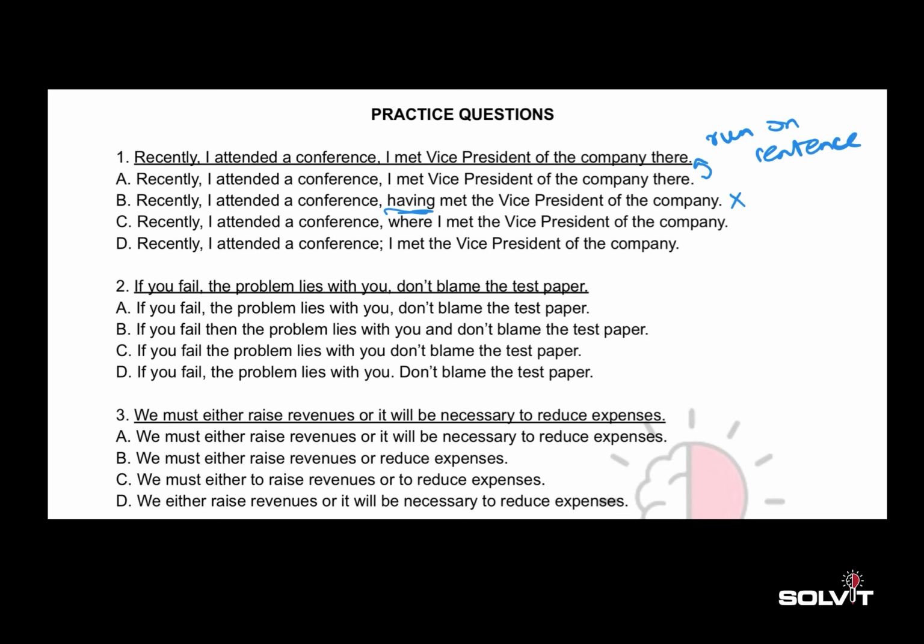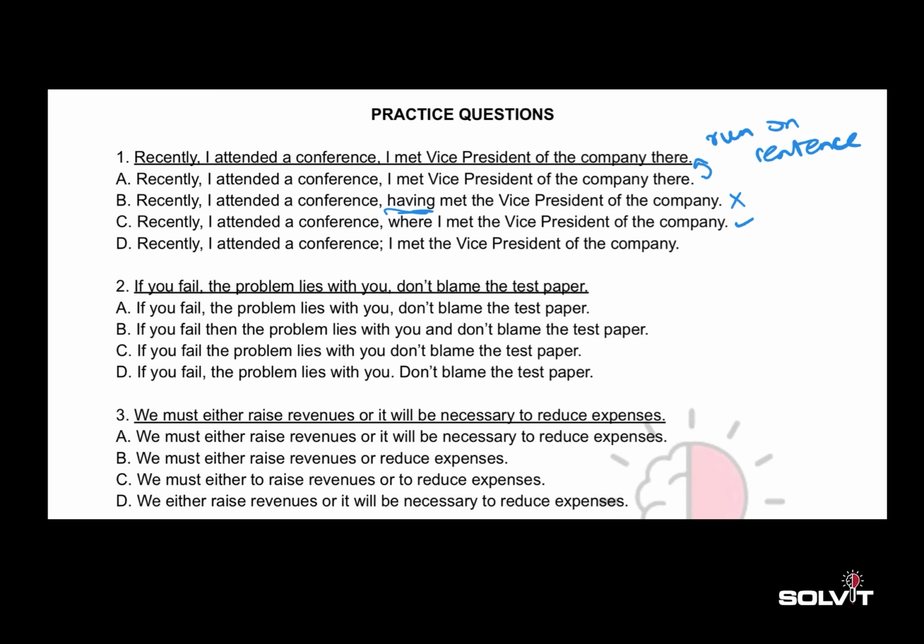Let's look at option C. Recently, comma, I attended a conference, comma, where I met the vice president of the company. Okay, this sounds right. Let's look at the fourth one. Recently, I attended a conference, semicolon, I met the vice president of the company.